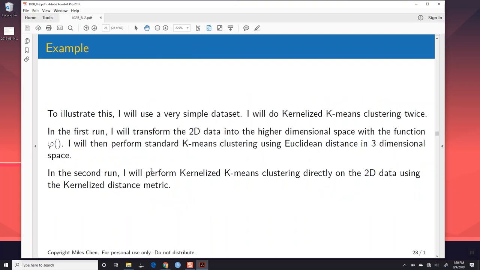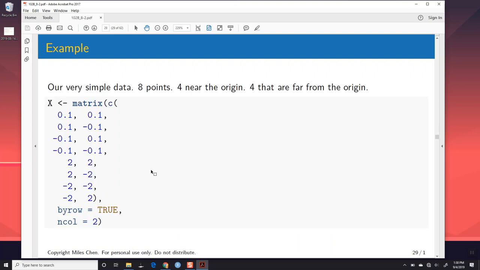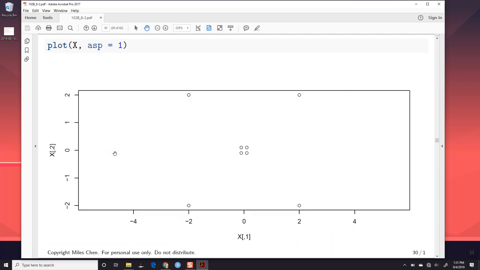Here's an example. I'm going to do this the classical way that we might be able to picture easily, by actually doing the transformation, and I'm going to use the Euclidean distance to calculate the distance. So I'm going to do it the standard way first. Here I've got 8 data points, and it looks like this. We want to cluster these.